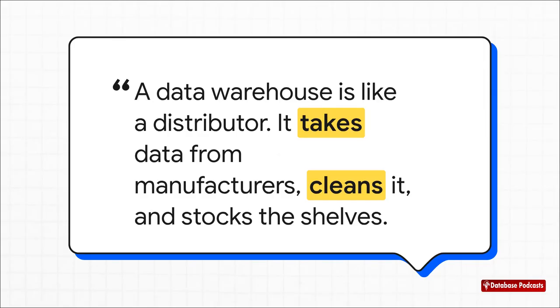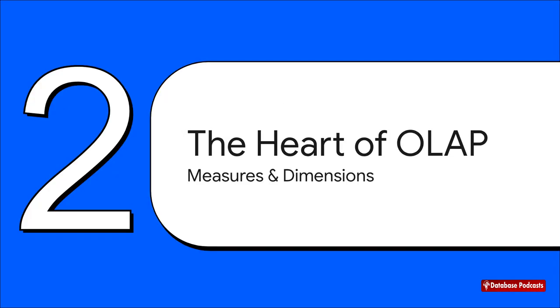So how do we bridge that gap between the fast cash register and the deep analysis? Well, we use a data warehouse. And I love this analogy. It's like a distributor. It goes out, grabs all the raw data from different systems, cleans it all up, processes it, and then neatly stocks the shelves for analysts and business users to come and find exactly what they're looking for.